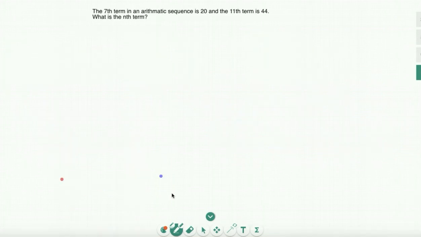Alright guys, final question. Let's have a read through. The 7th term in an arithmetic sequence is 20 and the 11th term is 44. What is the nth term?